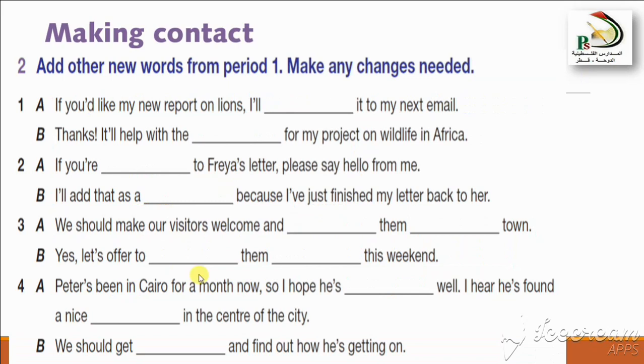Here we continue with question number 2, the last question for the vocabulary. Add other new words from period 1. Make any changes needed. 1A. If you would like my new report on lions, I'll attach it to my next email. See? A new report. To my next email, what can we do? Attach. Thanks. It will help with my project on wildlife in Africa with the research.